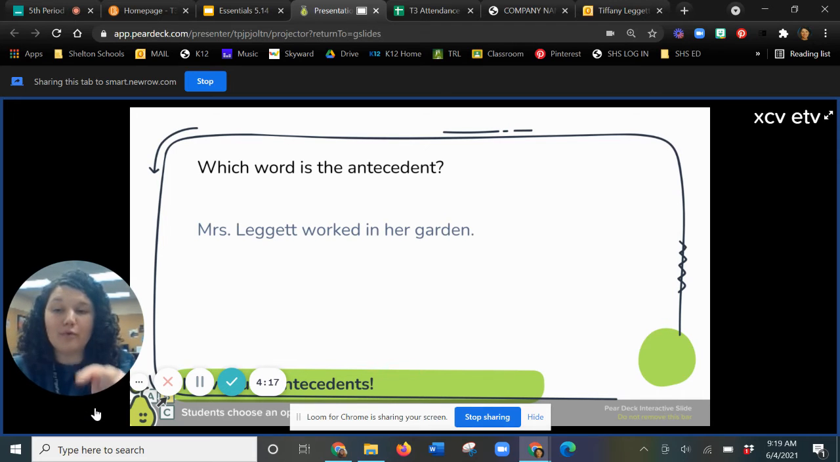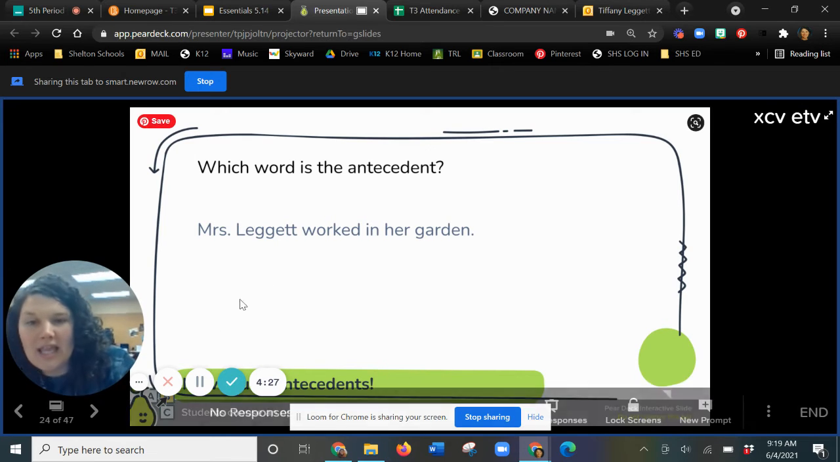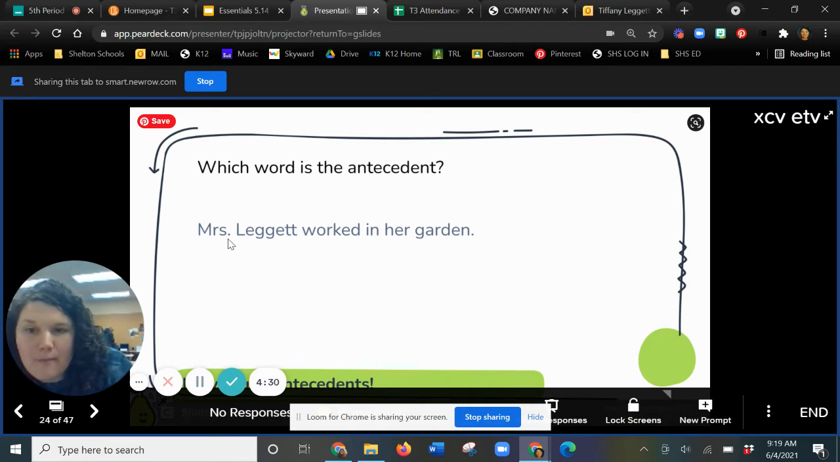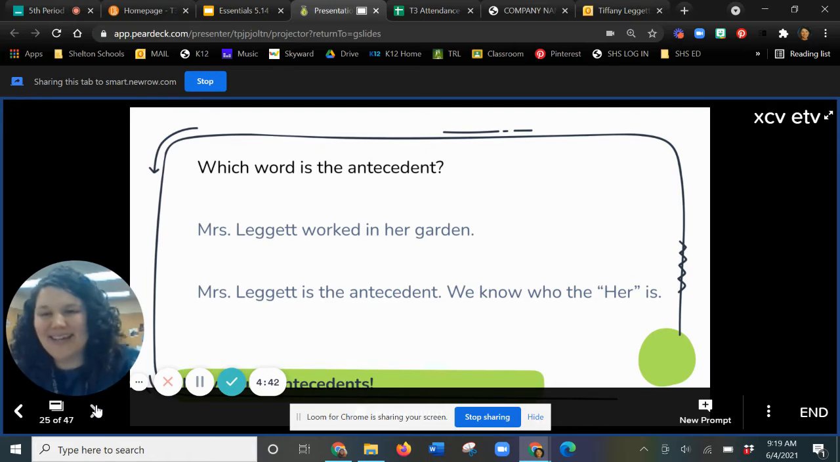This is the type of question that's going to be on the quiz. So you're going to be given a sentence and you're going to be asked to identify the antecedent. So let's break it down. We have Mrs. Leggett worked in her garden. So who's the her? That's the antecedent. Who is the her in this sentence? That'd be me, Mrs. Leggett. Ha. Next.